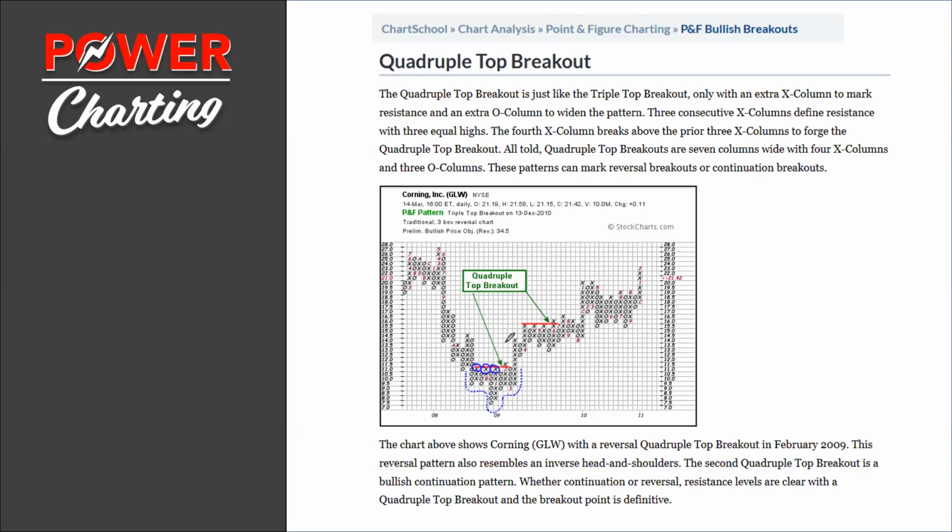And so go take a look at this, and you can see that there are 3 peaks that are made, and then a 4th peak that breaks out above the prior 3 peaks in the consolidation area. And what you can see about that is that that's cause building. When you get to the point where you have 3 peaks and then you have a 4th peak that breaks out, you've built a big cause in the point and figure chart.